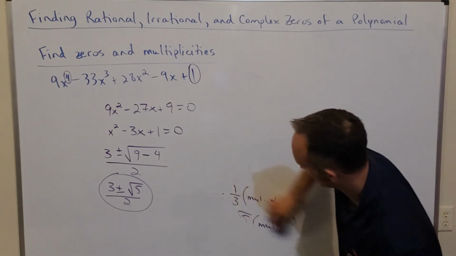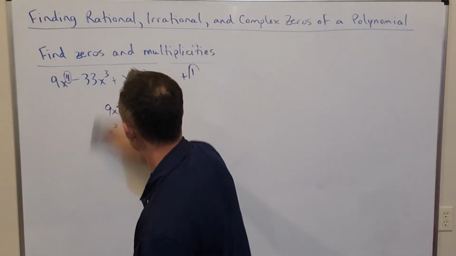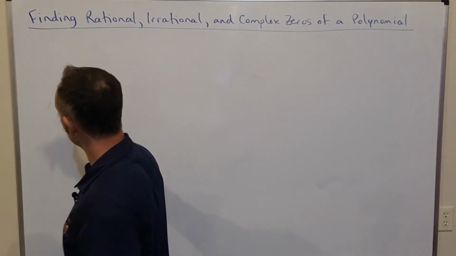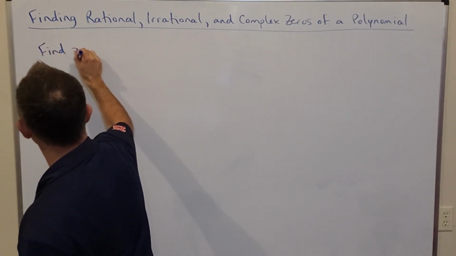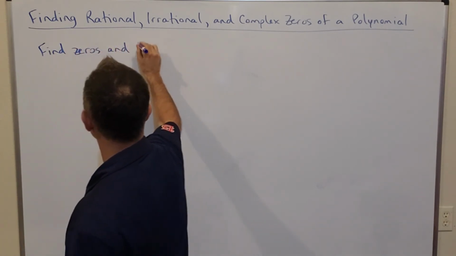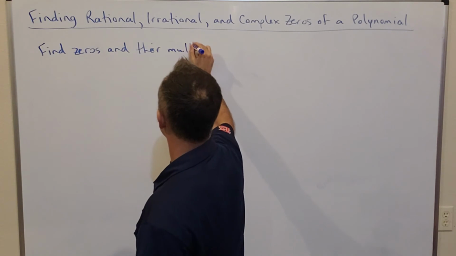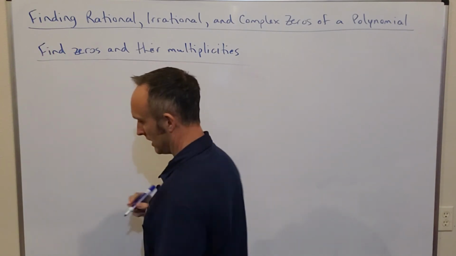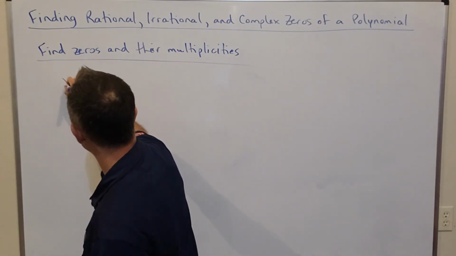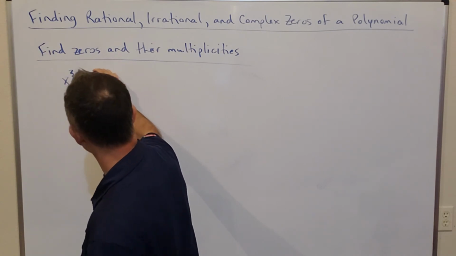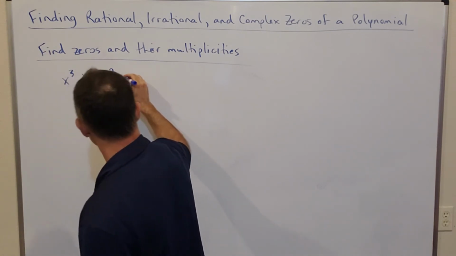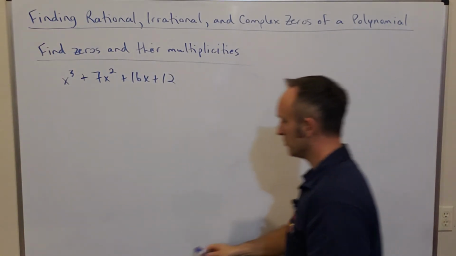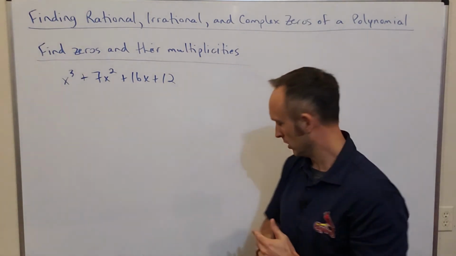We'll go back to a cubic. And this one can be perplexing sometimes, but I'll try to explain it so that it makes sense. Let's find the zeros and their multiplicities again. And this time, we're looking at a cubic, x cubed plus 7x squared plus 16x plus 12, okay? I'll tell you right now, this has 4 terms, so you could try grouping, but it won't work.